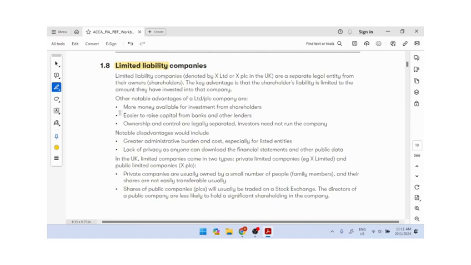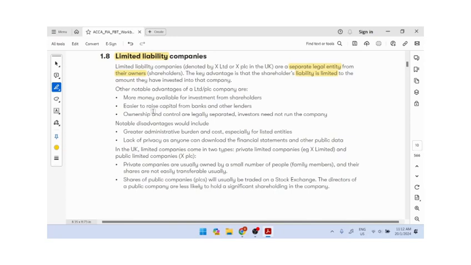Okay, let's go through the notes. Another keyword is separate legal entity. So it's like another person. The company is another person, not you. Even though you are the shareholder, unless you did some wrongdoing, then you also can be sued because of the wrongdoing. But it's not about the liability. So it's a separate legal entity. Okay, so the key advantage is limited liability, as we discussed.